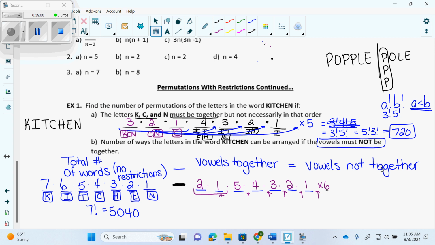So we're going to have 5,040 minus, when you multiply that together, you get 1,440. So there are 5,040 different ways I can rearrange kitchen. Of those cases, 1,440 have the vowels together, right? I take that 5,040 and I subtract off the 1,440. I have all the cases where the vowels aren't together, which I believe is 3,600.